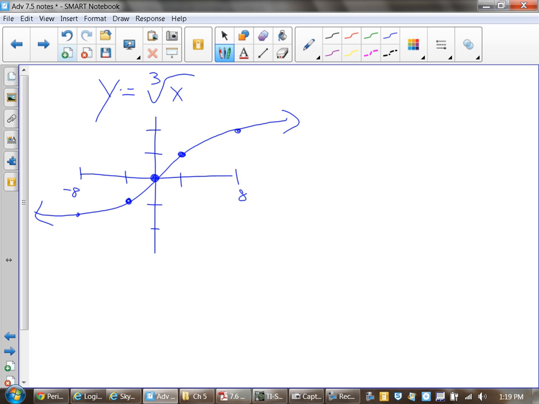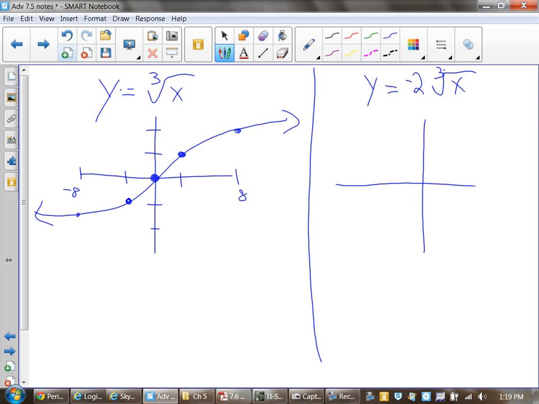So when you go into something like this, when you have a shift or an a value, like a parent function, we'll put that one over here. Let's say it's y equals -2 cube root of x. All I'm doing is changing the a value. And when I want to see what that is, I use 0 to start with again.